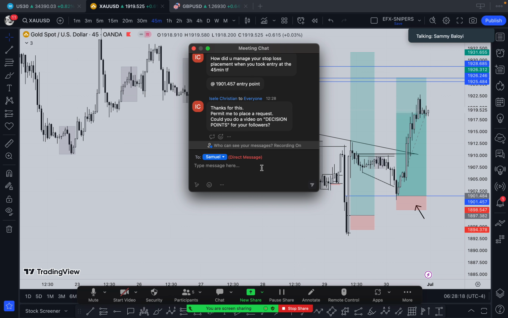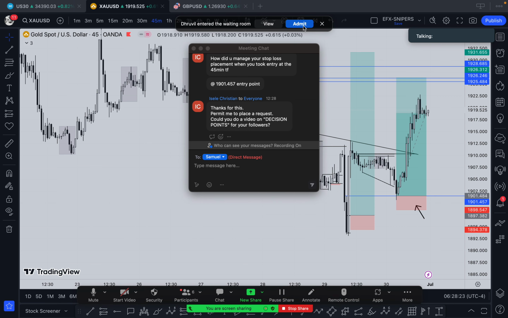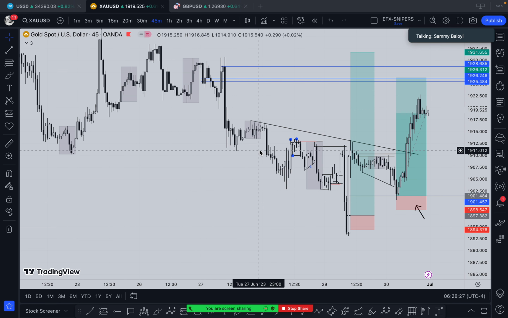So yeah, I wanted to ask about the time frames. I see here you chose 45 minutes. Do you just switch to any time frame, or do you look for the one which is more clear? Yeah, I just look for the one that is more clear.